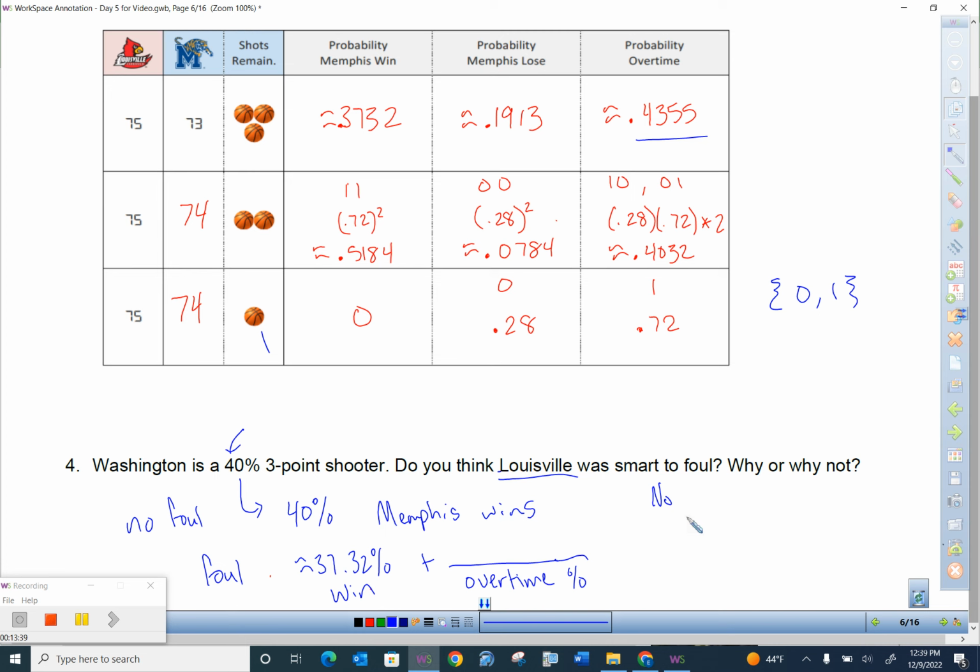Usually the winning team doesn't do it intentionally. My guess is that foul was not on purpose, and they just ended up lucking out.